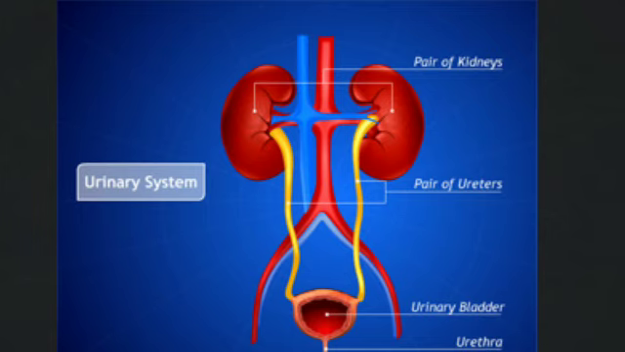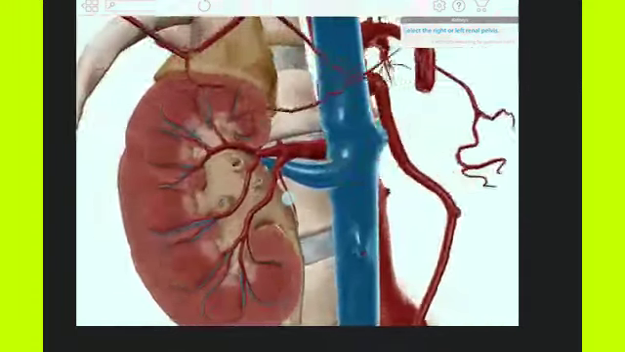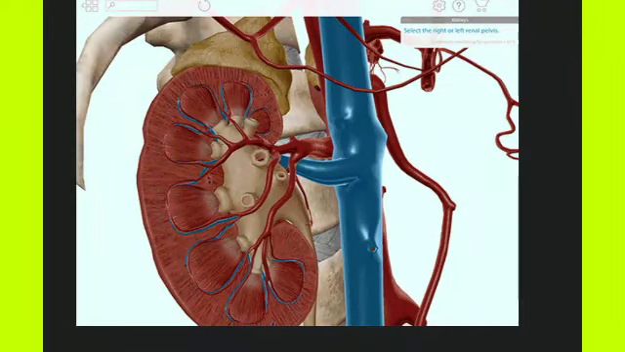The process of removal of waste produced in the cells of the living organisms is called excretion. The parts involved in excretion form the excretory system. Next is the human excretory system. The human excretory system is made up of kidneys, ureter, urinary bladder and urethra.